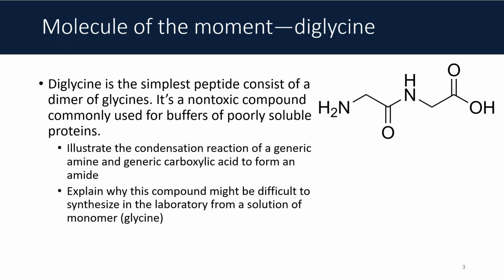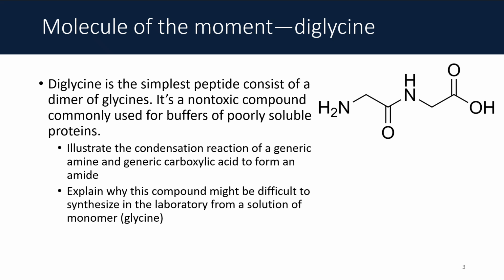This molecule of the moment is going to be challenging. It's diglycine, a very simple molecule just by looking at it. It's the simplest peptide conceivable. It's just a dimer of glycines, and it's a pretty useful substance. It's a non-toxic compound, and we commonly use it for buffers for poorly soluble proteins.